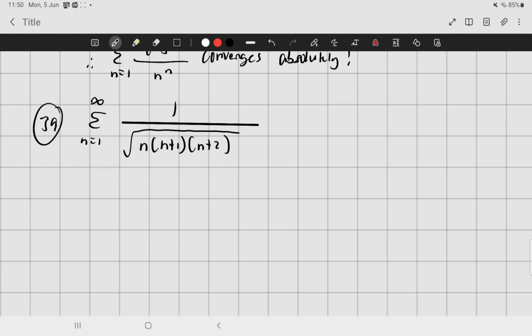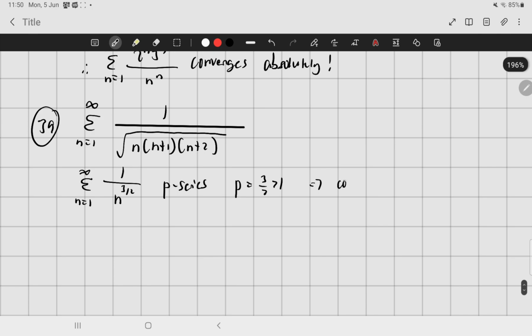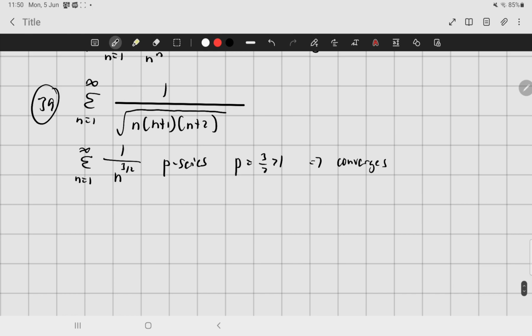The square root of n cubed. So that will be the series that I'll be comparing. Here we have the series that we're comparing, 1 over square root of n cubed, which is n to the 3 over 2. I know this is a p-series, and 3 over 2 is larger than 1, so it converges.